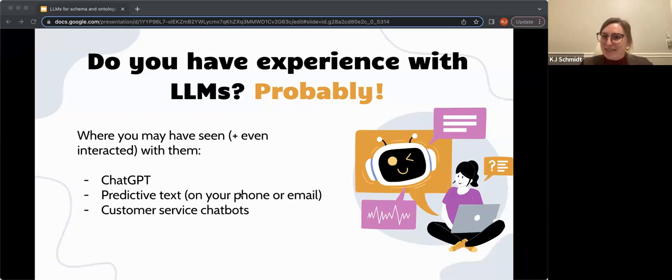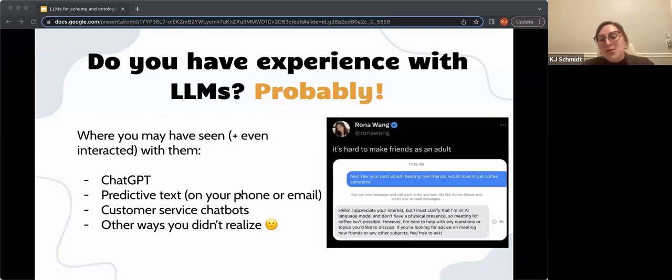So that's an LLM. Customer service chatbots, if you've ever gotten in a loop with one of those. And also in other ways that you may not have realized, unfortunately. So this is a screenshot of Twitter, someone messaging another user about meeting up for coffee, and the other user is an LLM. They're like, I don't have a physical entity, so sorry, can't do that.